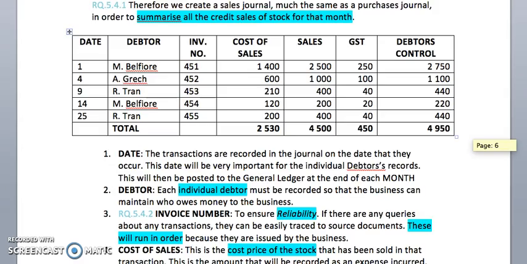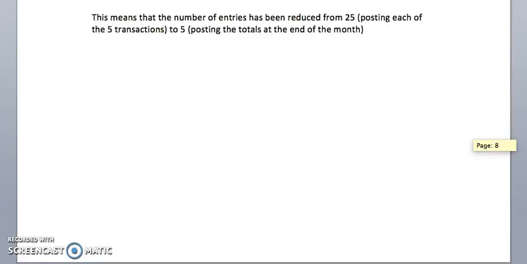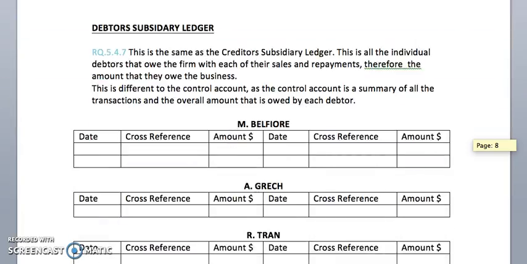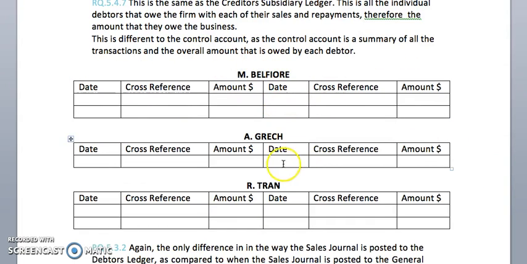Now we're going to have a look at the debtors ledger. So this is our debtors subsidiary ledger, and this again just goes through each of the individual debtors. So each one posted on the date that the transaction happened. It's exactly the same as the creditor subsidiary ledger. It's all the individual debtors show what they owe the firm. So this is going to be able to check that what we've got in the control account eventually is accurate, and it's going to be able to tell us what each debtor owes the firm.